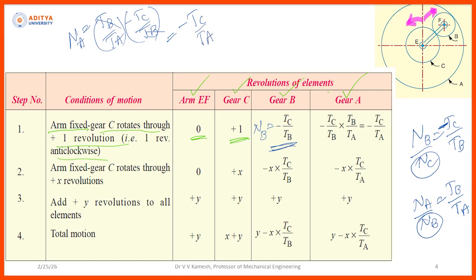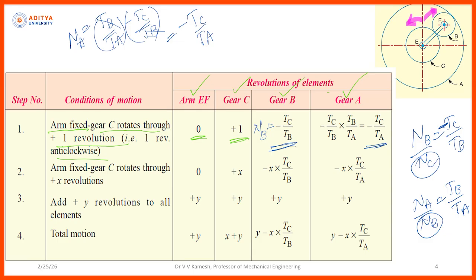You cannot make the direct equation NA is equal to minus TC by TA. You need to derive it because the direction will be changing. C to B it is changing, B to A same direction. So NA is equal to minus TC by TA. The first row is to be filled with utmost care. After that everything is automatic.